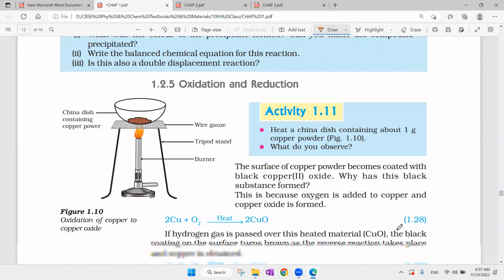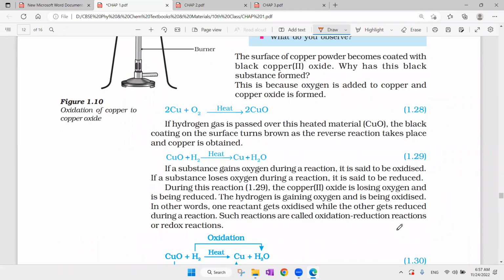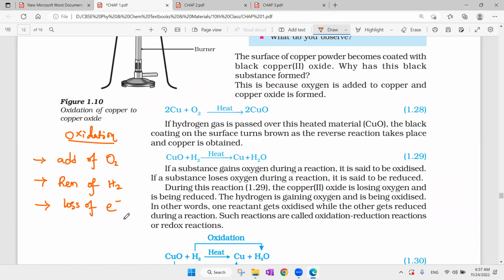Then we have a concept called oxidation and reduction. Oxidation means addition of oxygen. We have three definitions. Number one, addition of oxygen. Second definition, removal or subtraction of hydrogen. Or loss of electrons.